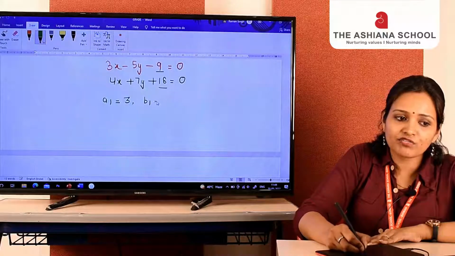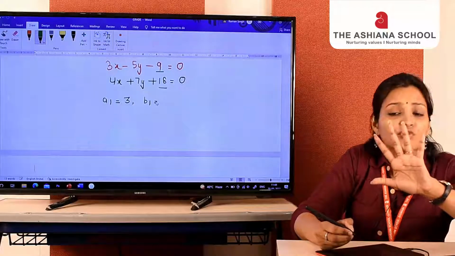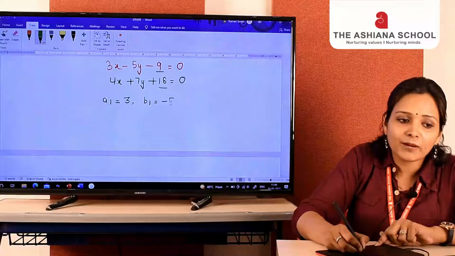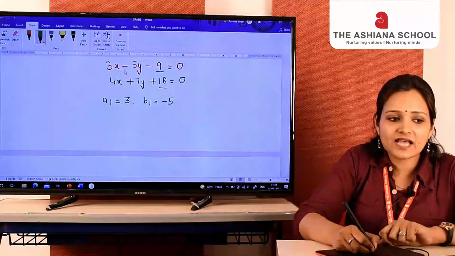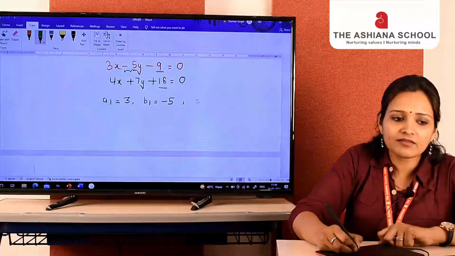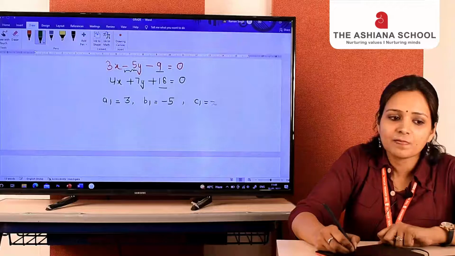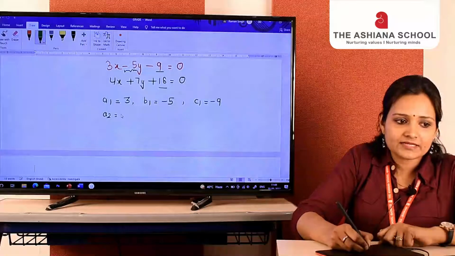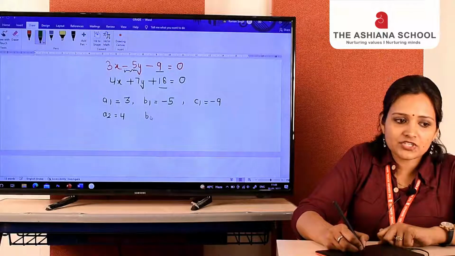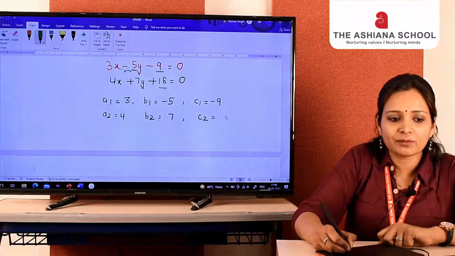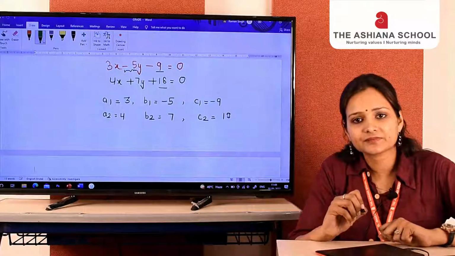What is the value of b1? 5. No, it's not 5. Value of b1 is minus 5. The signs go along the coefficients, right? Similarly, value of c1 is minus 9. a2 is 4. b2 will be 7 and c2 will be plus 18.